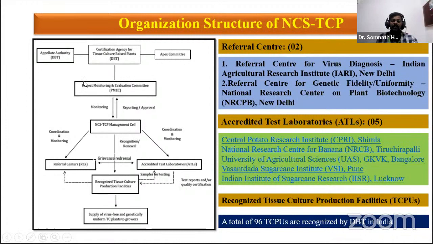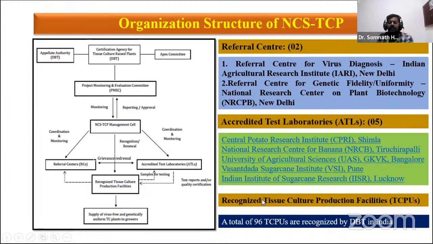In India, there are two reference centers, situated at New Delhi. One reference center is for virus indexing at IARI, and another is for genetic fidelity testing, at the NRC Plant Biotechnology, New Delhi. And there are 5 to 6 accredited test laboratories which test all the materials generated from tissue culture production units. These are CPRI Shimla, NRC for Banana (now this center is not continued), GKVK Bangalore, Vasantdada Sugar Institute Pune, and Indian Institute of Sugarcane Research Lucknow. These are the four centers at present. NRC Banana is not working as an ATL at present. So these are the four accredited test laboratories running in India for testing tissue culture materials produced by the different tissue culture production units.